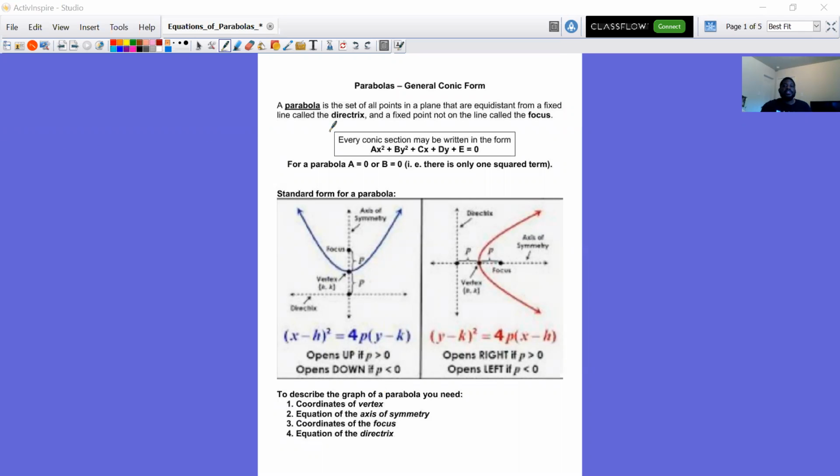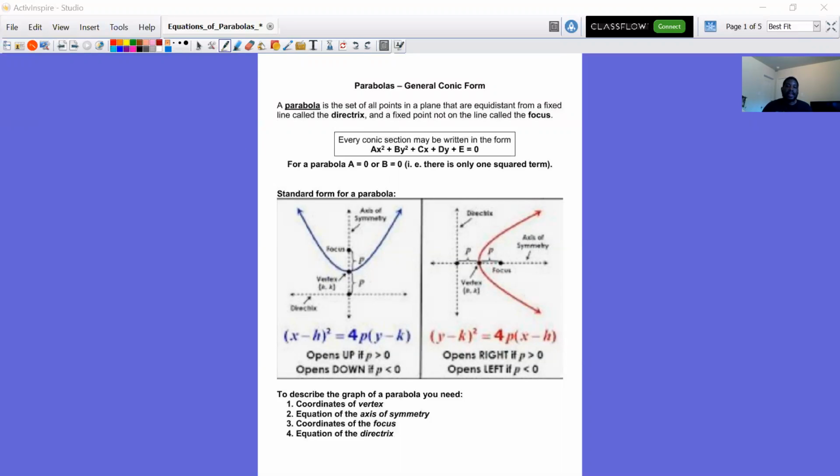Every conic section can be written in the form ax squared plus by squared plus cx plus dy plus e equals 0. And if your a or b equals 0, then you know you have a parabola. So if you just have one squared term in this equation, then you know you are looking at a parabola. And as you see here on the screen, we have different types of parabolas.